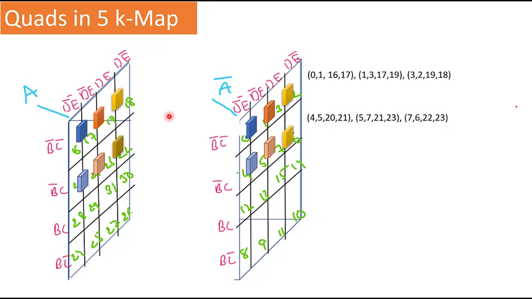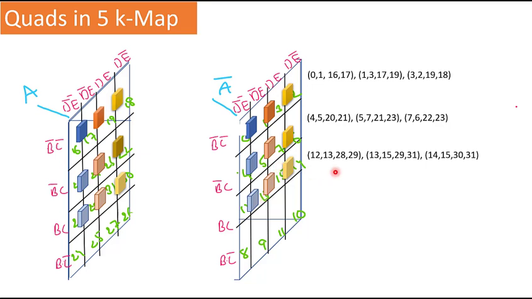Similarly, we have other possible quad formations. You can see the quad formation numbers are given. These two and these two, these two and these two. Okay, color coding is given to make it clear. If you look here, these two and these two are also parallel to each other. These two and these two are also parallel to each other.